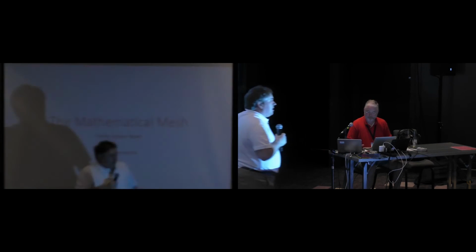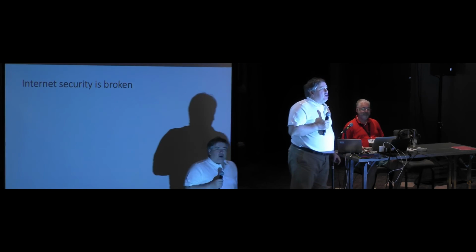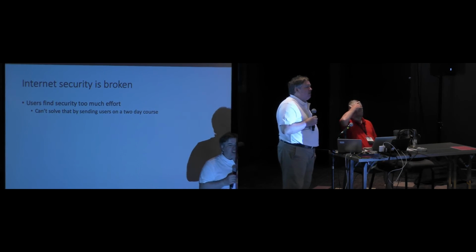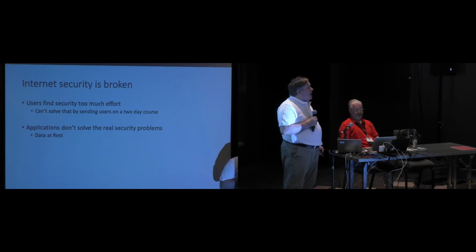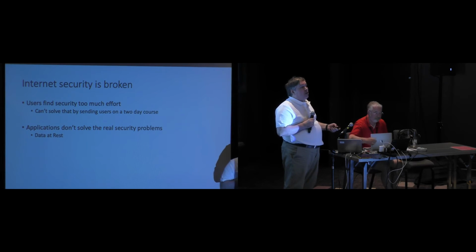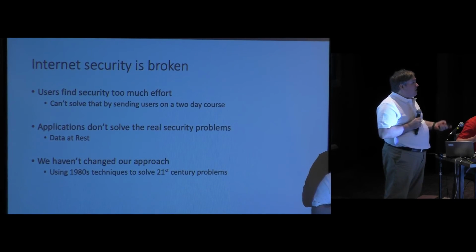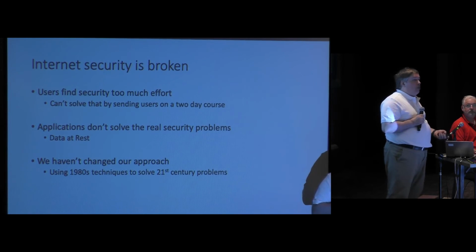Okay, I'm Phillip Hallam-Baker, and this is the Mathematical Mesh. Internet security is broken. It's broken because users find security is just too much effort, and you can't solve that by asking them to try harder. It's broken because applications are not solving the real problem. Look at all the data breaches, the data at rest breaches. We mostly focus on transport. And we've not actually changed our approach very much since the PGP days and the PEM days. We're still using the same toolbox and the same limited number of operations.